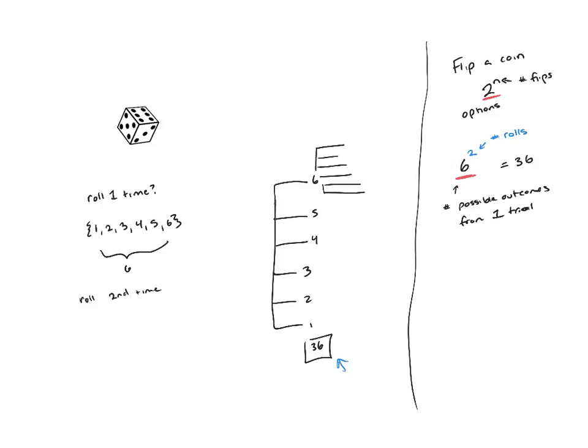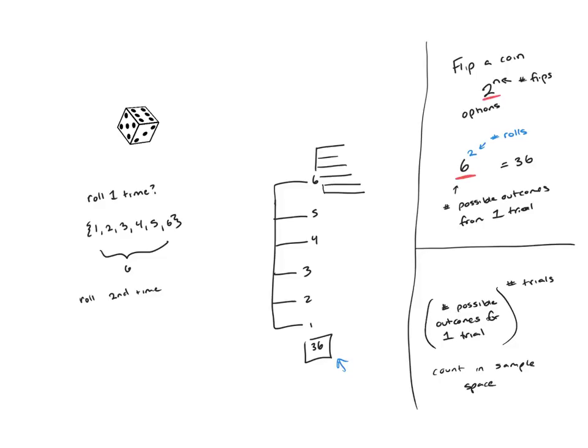If I roll the dice 3 times, then it'd be like 6 cubed, 4 times 6 to the 4th. In general, what this allows us to say is we can take the number of possible outcomes for one trial and take it to the power of the number of trials we're running, and this will give us the count in our sample space.